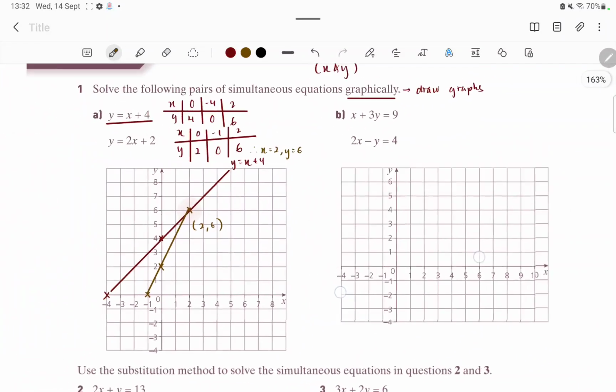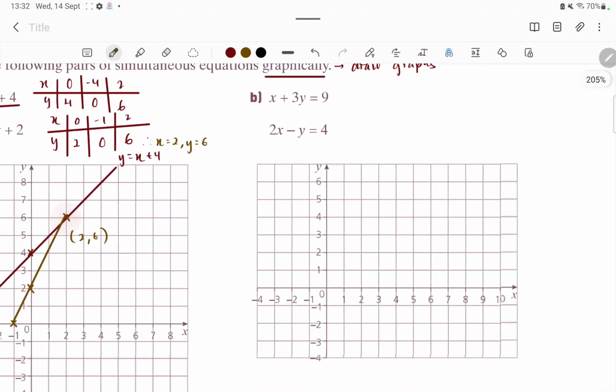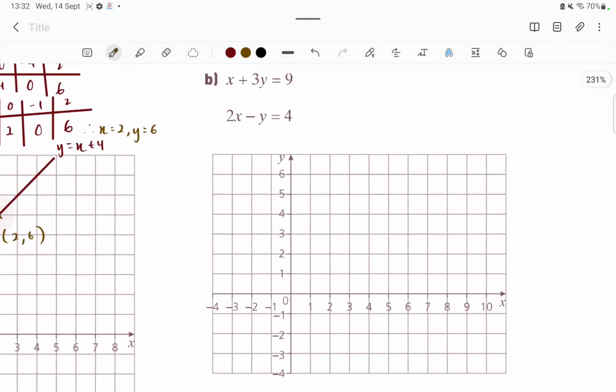Let's try B. x plus 3y equals to 9. So let's draw the table first. Okay, x, y, and then when x equals to 0, right here 3y equals to 9, because this one is 0. So y equals to 9 over 3, you should get 3.